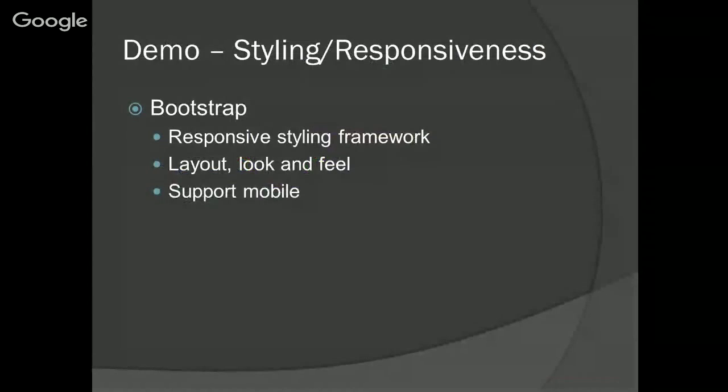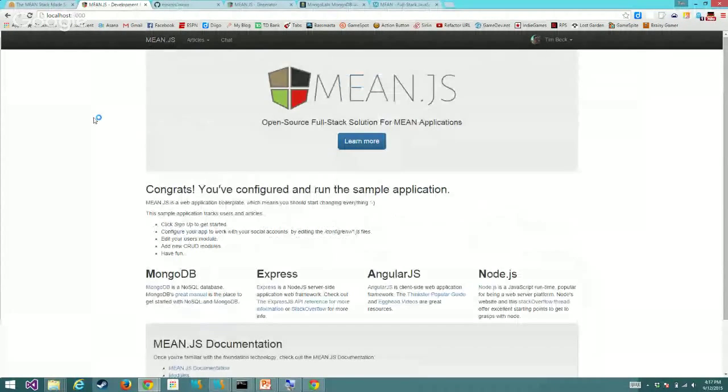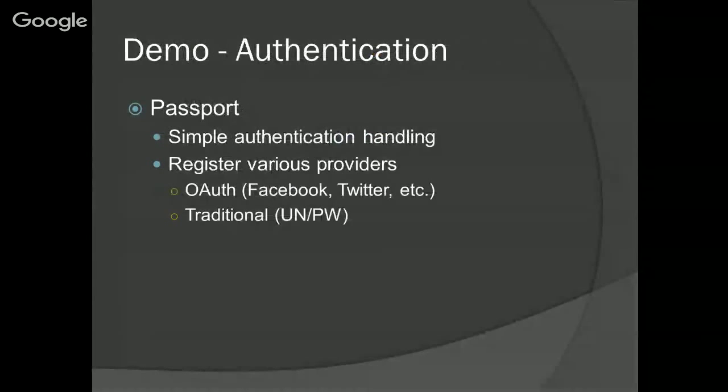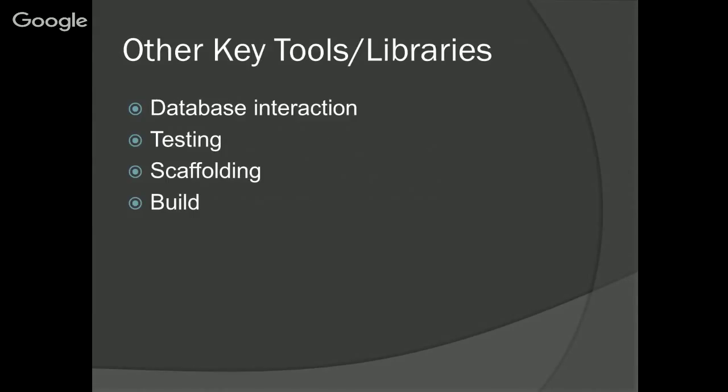We covered Bootstrap. Another obvious thing you'd want to customize is the look and feel. You'd want at least a Bootstrap template because dozens of sites look like this, just the default Bootstrap look. Passport, covered that. And Socket.io works not just with text, also with video, audio, etc. That's all supported, built in.